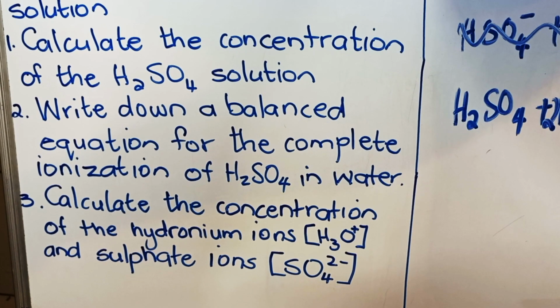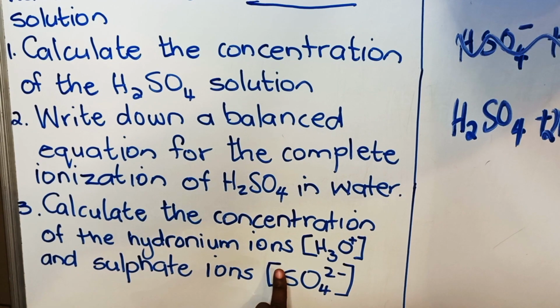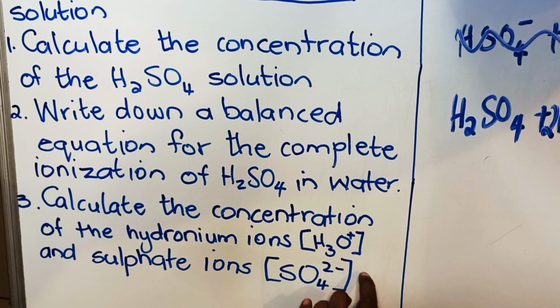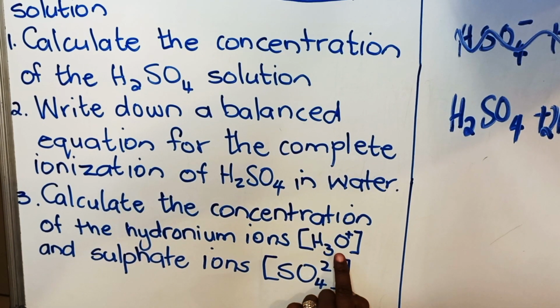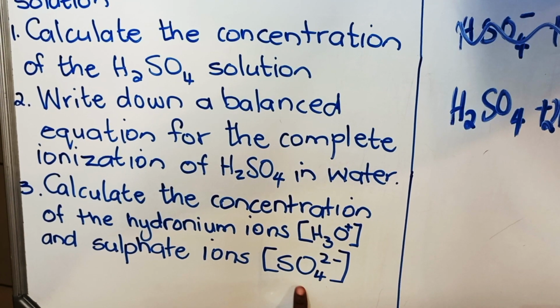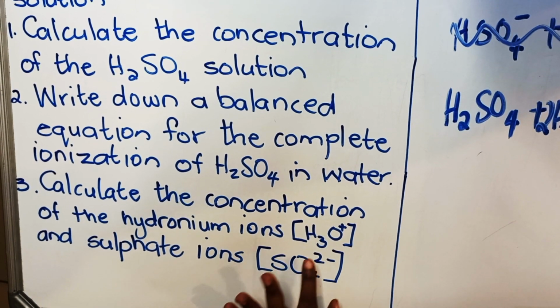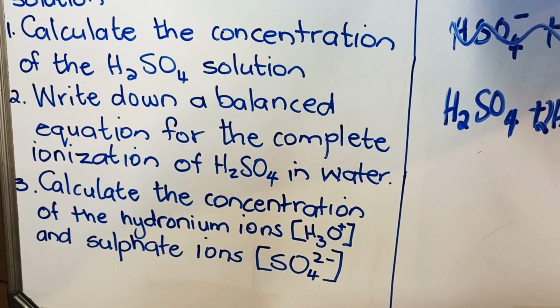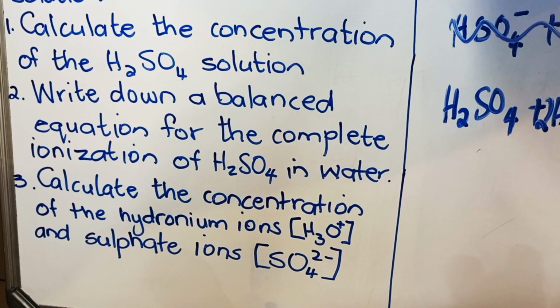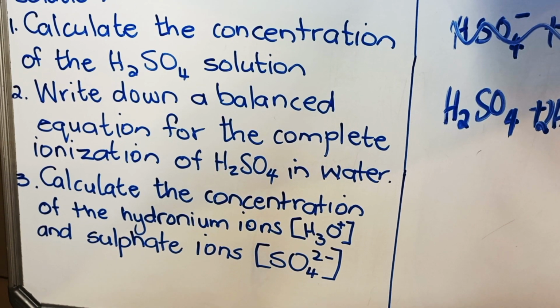Okay, 3 says calculate the concentration of the hydronium ion. You remember the square bracket means concentration. So it's the concentration of the hydronium ion and the sulfate ion. Now, you can't calculate. They did not give you the mass. They did not give you the number of moles. When you get a question like that in any section of chemistry where you are not given any information about the two, it means you are using the molar ratio.